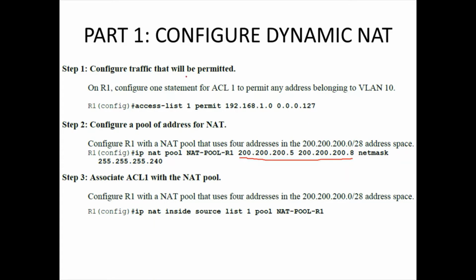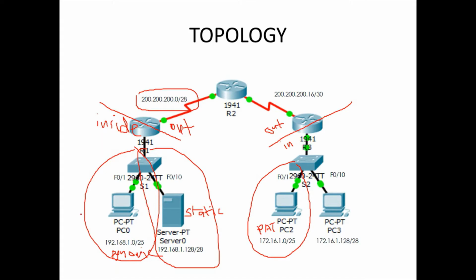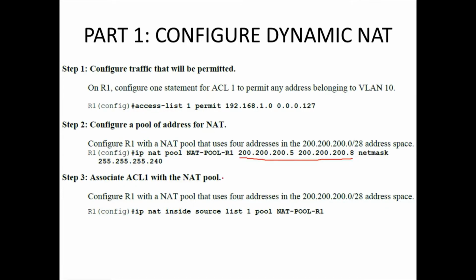The first one is the inside address that will be translated. I mentioned earlier that the inside address that we want to translate is this network, 192.168.1.0. How can we specify the inside address here? We can use a standard access list. So to write the access list, access-list 1. When we put 1 here, we know that this is a standard access list.